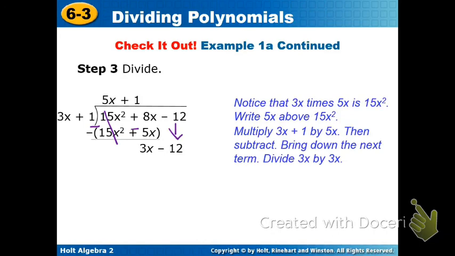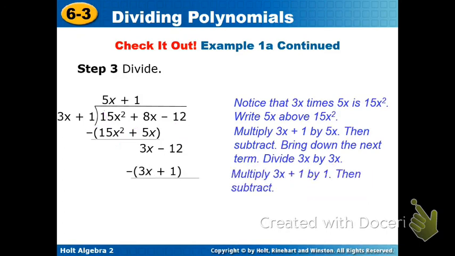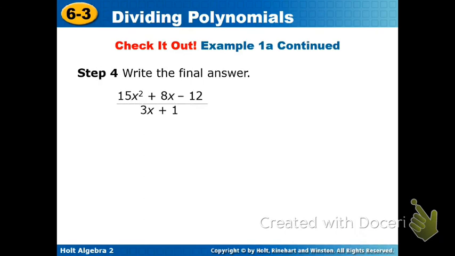We bring down the 12. Now we take the 3x divided by 3x, which is 1. We multiply that by the 3x plus 1, and we just get 3x plus 1. We will subtract it. We will distribute that negative sign, so we get negative 3x, negative 1. Add those together. The x's cancel, and we end up with a negative 13. So our final answer, right there, we get the 15x squared plus the 8x minus the 12.